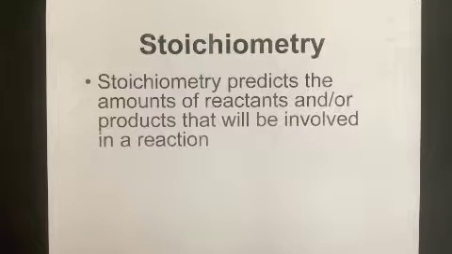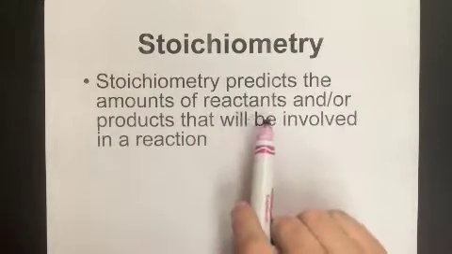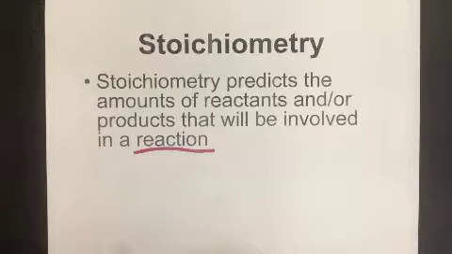Our next topic for this unit is called stoichiometry. It's exactly what we've been doing, except you're given a chemical reaction. With stoichiometry, you're able to predict the amounts of reactants and/or products that will be involved in a chemical reaction. That's the only difference. You're going to go from one substance to another substance, whereas what we've been doing with plain old mole problems is dealing with the same substance the whole time.